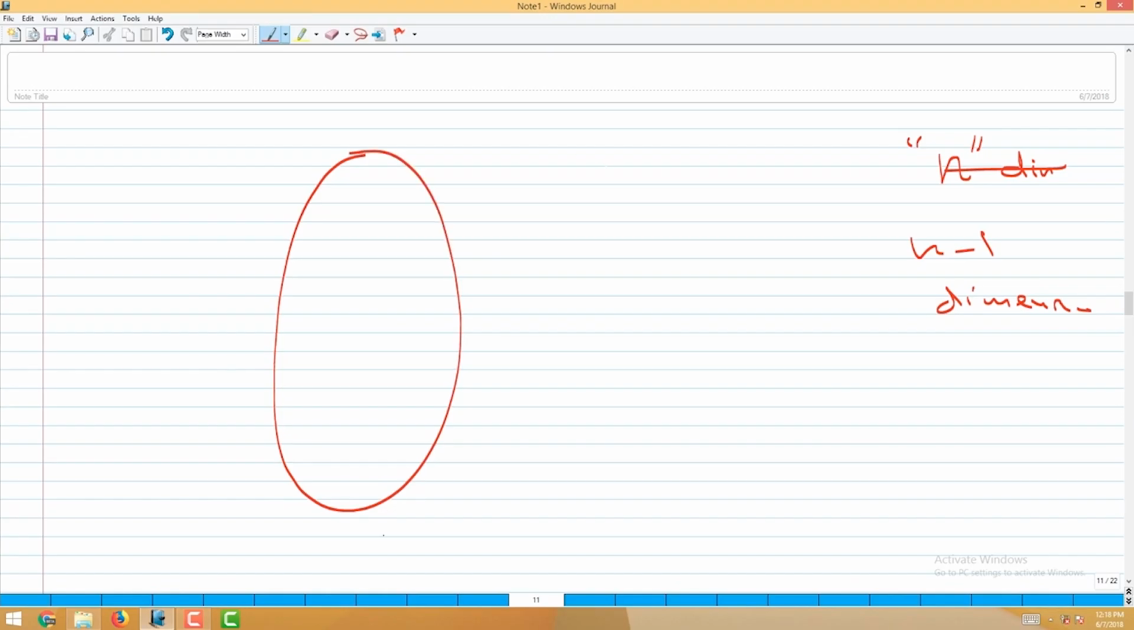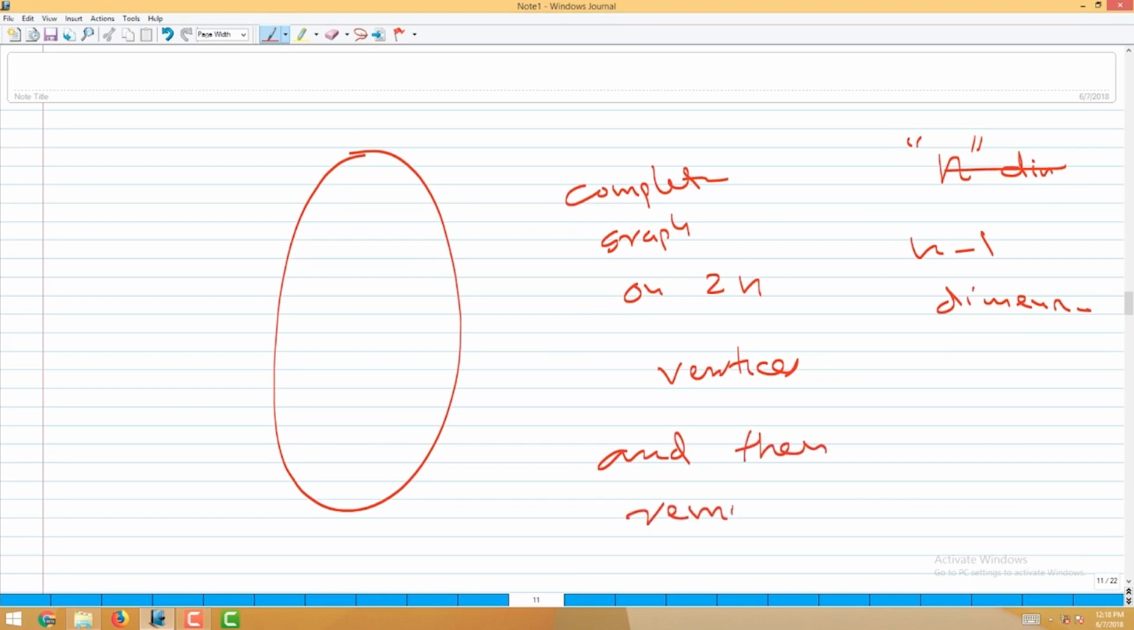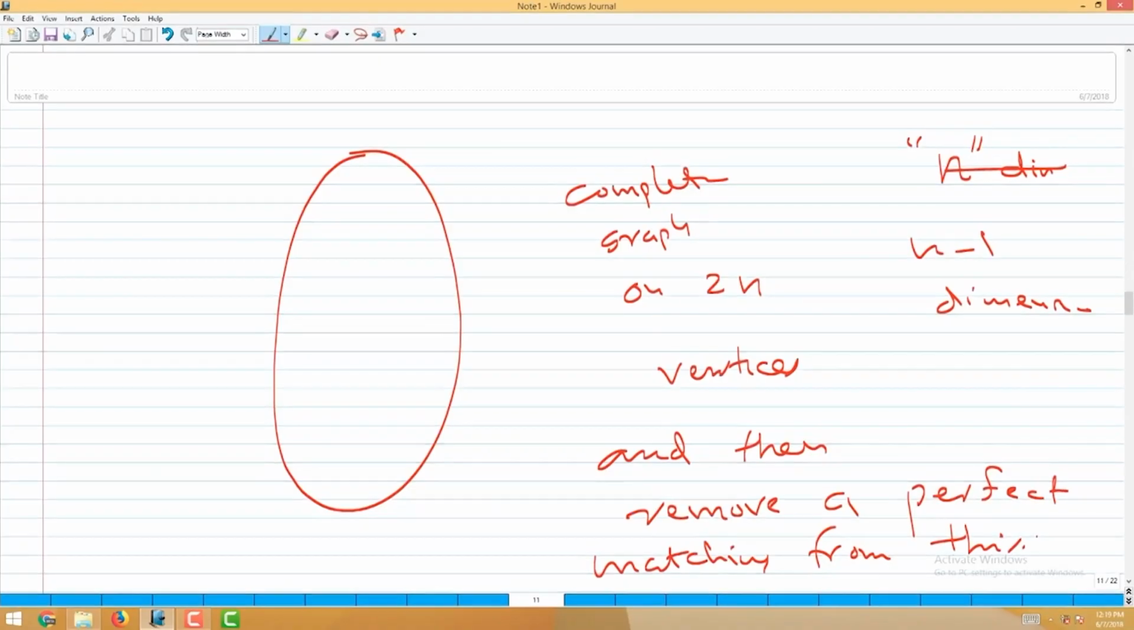So this is the construction. You take a complete graph on 2n vertices, and then remove a perfect matching from it. Take a complete graph on 2n vertices and remove a perfect matching from it. Because there are 2n vertices, you should be able to pair them up, 1, 2, 3, 4, 5, 6, something like that. So it will look like this.